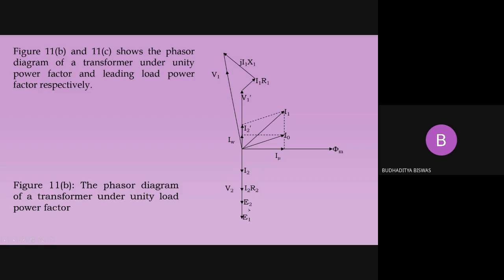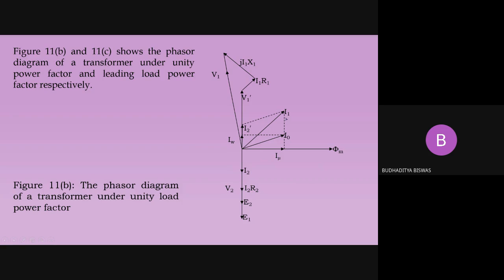After finding out E1 and E2, we need to draw the phi in the 90-degree anti-clockwise direction axis, because phi is leading from E1 and E2 by an angle of 90 degrees. We need to extend the E1 in the opposite direction to find the value of V1 dash. In the same axis, IW should be there. In the phi axis, I mu should be there. The summation of IW and I mu is I0. Then we need to extend the value of I2 in the opposite direction to find the value of I2 dash. And if you take the summation of I2 dash and I0, we get the I1.